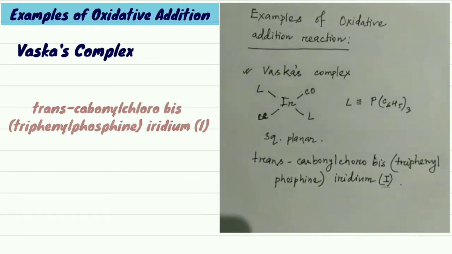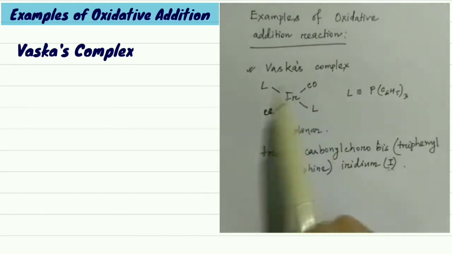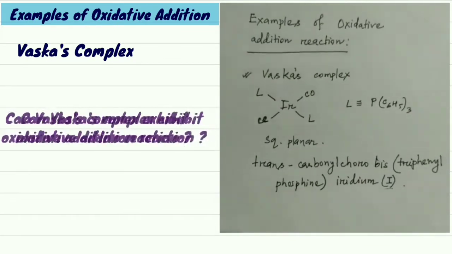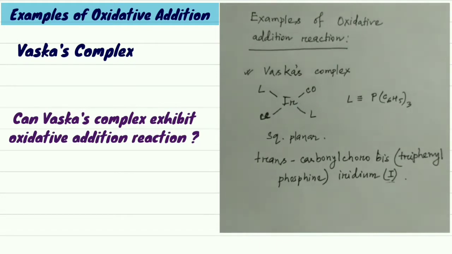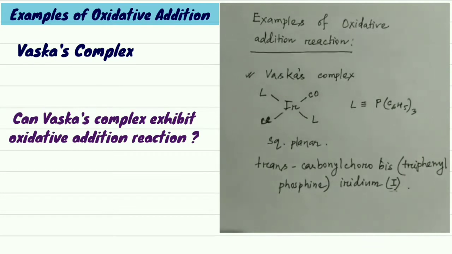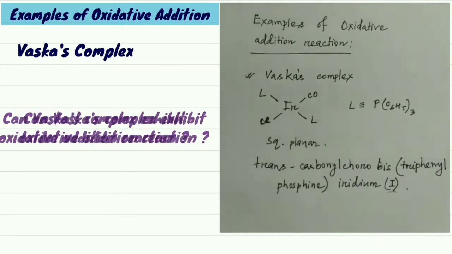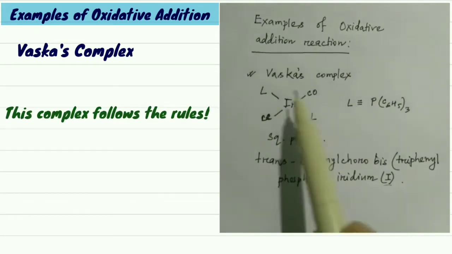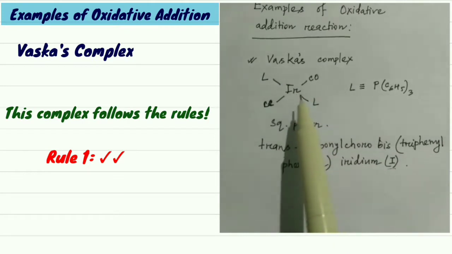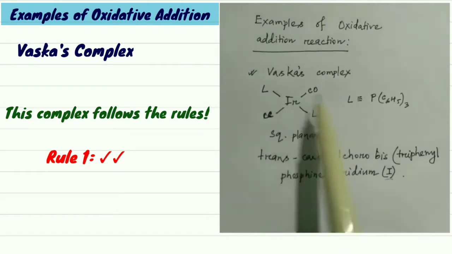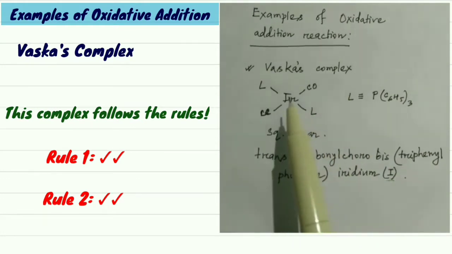First of all, we have to check whether this organometallic complex is going to show the oxidative addition reaction or not. We know that to exhibit the oxidative addition reaction, the organometallic complex must follow some rules. The first one is that the metal must have some vacant sites. If you calculate its electronic configuration, you will find that there will be some vacant site remaining in that organometallic complex. And the second point is that the oxidation state of the metal must be low.